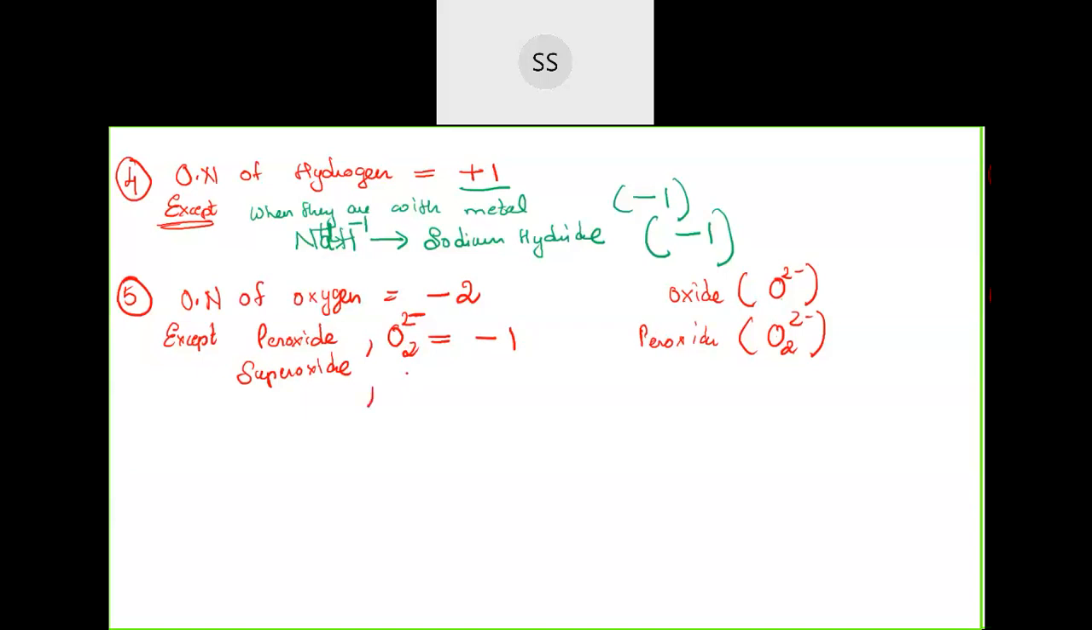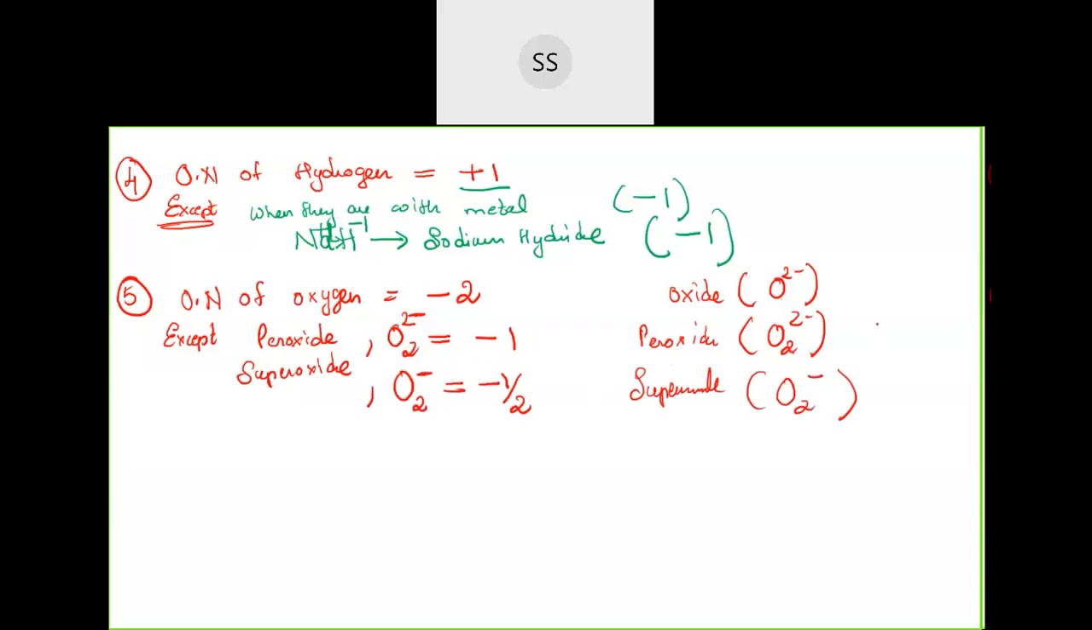And superoxide is O2 with 1 minus charge. If 2 oxygens carry minus 1, then 1 will carry half of that, so minus half. Okay, that is superoxide. Writing it here once again. Superoxide is O2 minus. Oxide is only one oxygen with 2 minus charge, so then minus 2. Peroxide is O2 2 minus.